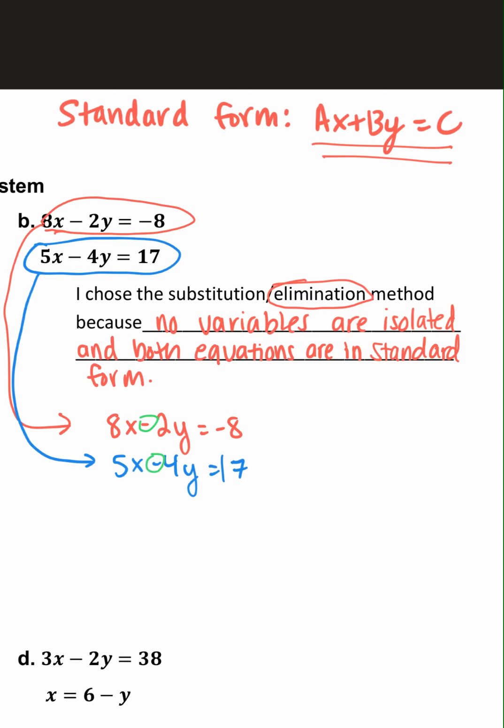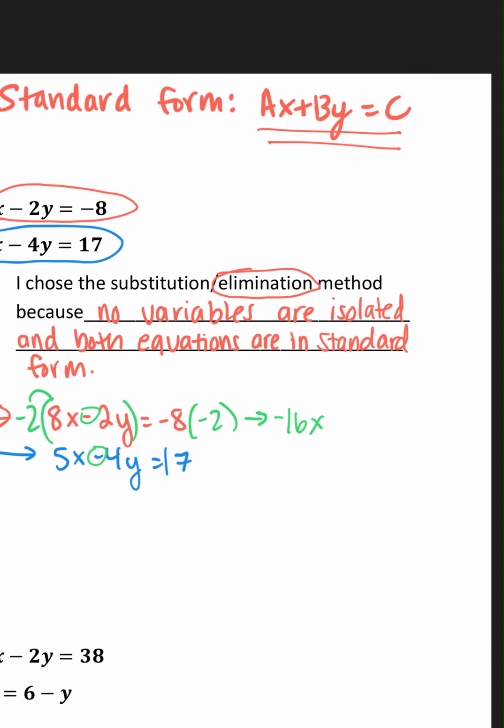So let's multiply this entire equation by negative 2. Because if I multiply by negative 2, negative times a negative is a positive, which makes it the opposite of a negative 4. So that gives me negative 2 times 8x is negative 16x. And then negative 2 times negative 2y is positive 4y. And then negative 8 times negative 2 is positive 16.